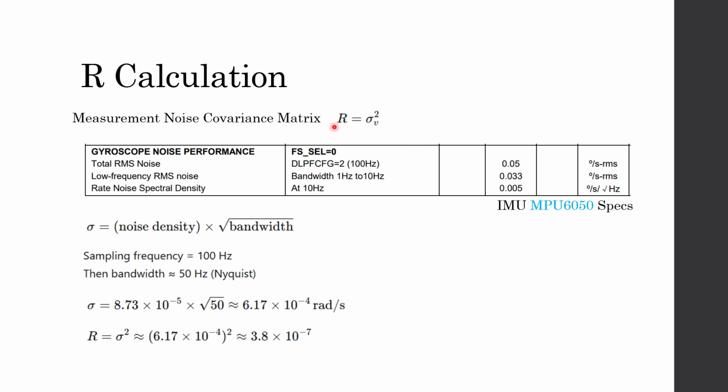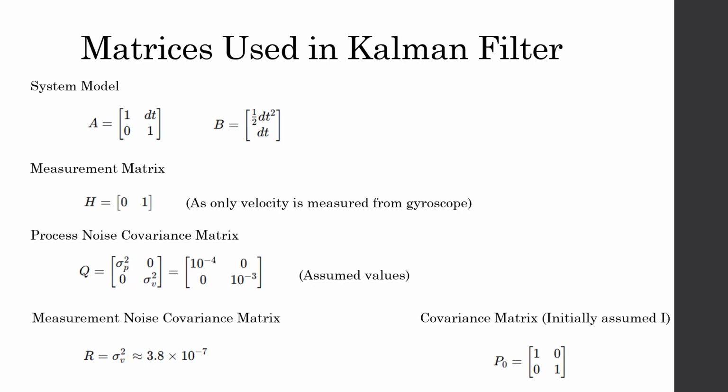So how is the matrix R evaluated? My IMU sensor's data sheet, which is the MPU6050, says that the noise spectral density is 0.005 degrees per second per square root hertz. So using this formula I convert it into variance, and that is basically my R. This is how it was evaluated and put over here.